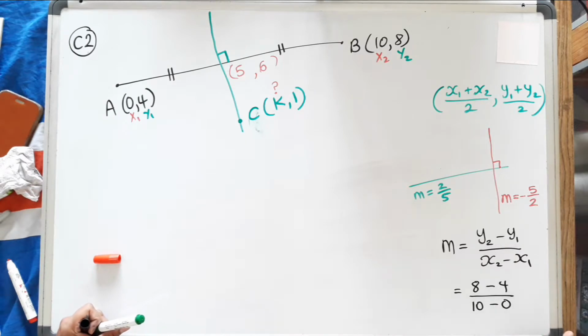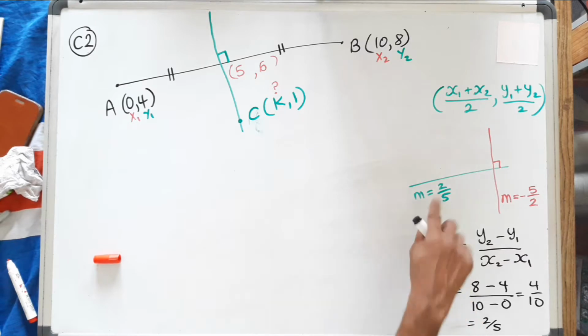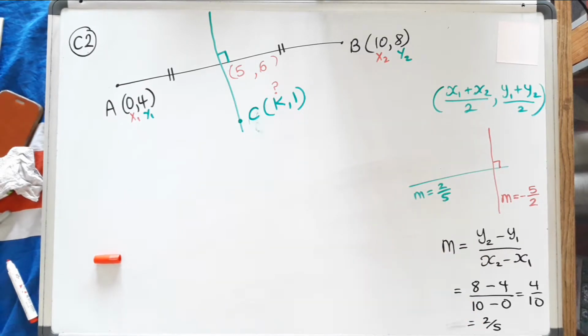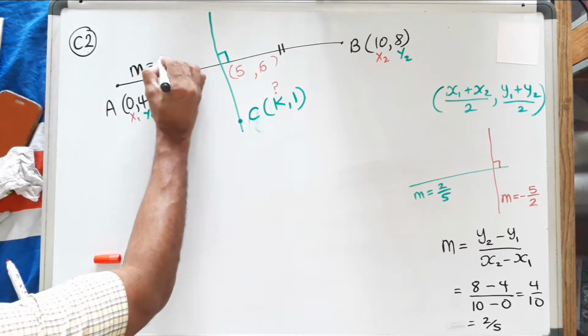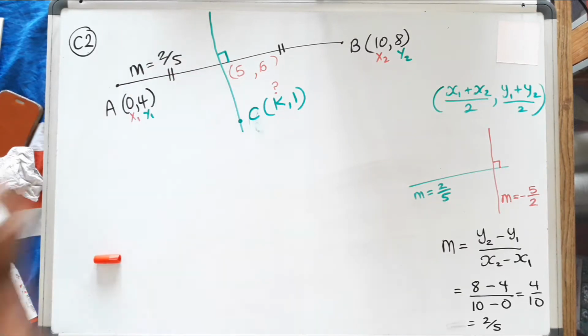Just double checking my work in here. 8 minus 4, 10 minus 0. On top we are going to get 4 divided by 10. Better note, this is a strange coincidence: 2/5. I swear I did not plan that. So the gradient of the black line is 2/5.